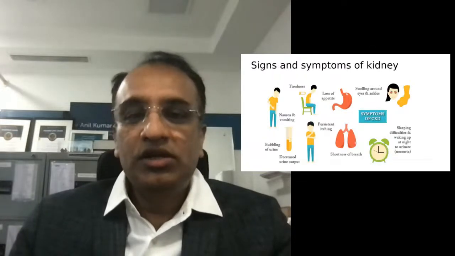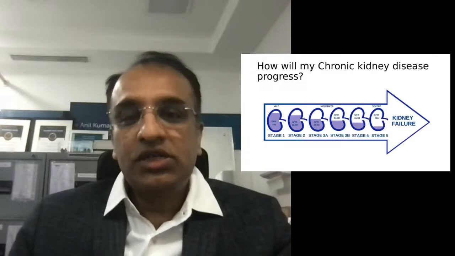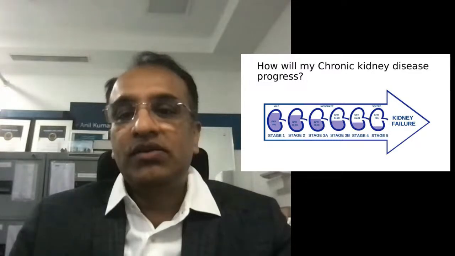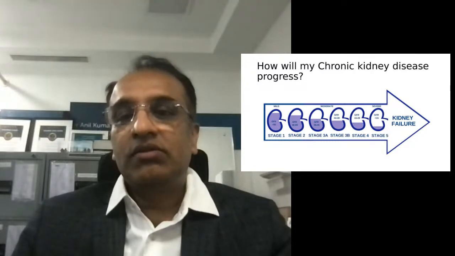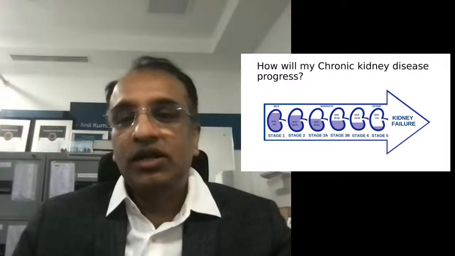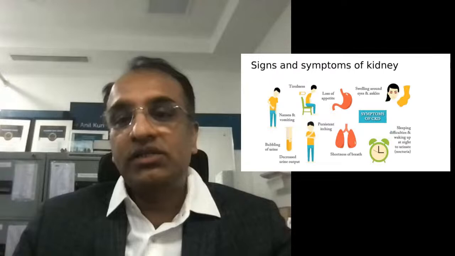If it is more than 90, we call it stage 1; 60 to 90, stage 2; 30 to 60, stage 3, in which there is 3A and 3B. Stage 4 is between 15 and 30, and stage 5 is less than 15. If the kidneys reach a stage where they cannot meet the body's demands, we call it end stage chronic kidney disease, end stage kidney disease, or end stage renal disease.